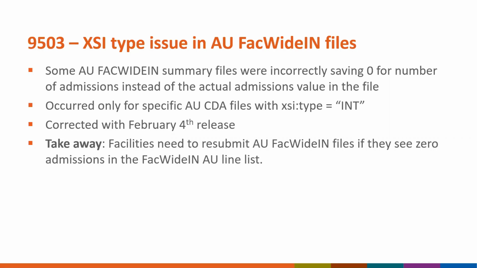While no action is required on your part, if your facilities notice 0 admissions in your FactWide-In AU line list, then they should first try to resubmit the AU FactWide-In files to see if that resolves the issue.